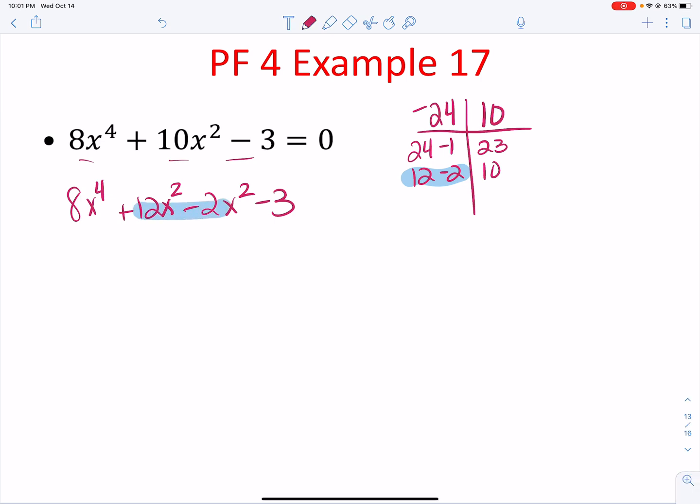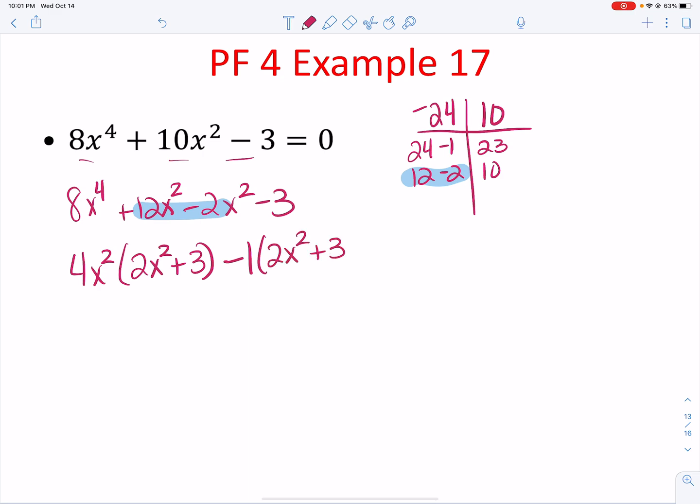Some of you are still doing this stuff in your head. I'm totally fine with that. So I'd have 4x squared I can take out. That would leave me with a 2x squared plus 3. And here I can take out a negative 1 because if I can't take out something, I've got to at least take out a 1. So that's going to be 2x squared plus 3.